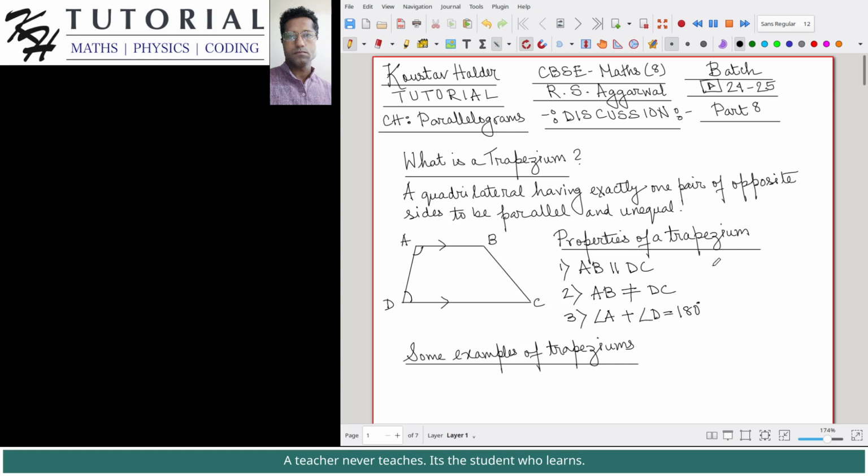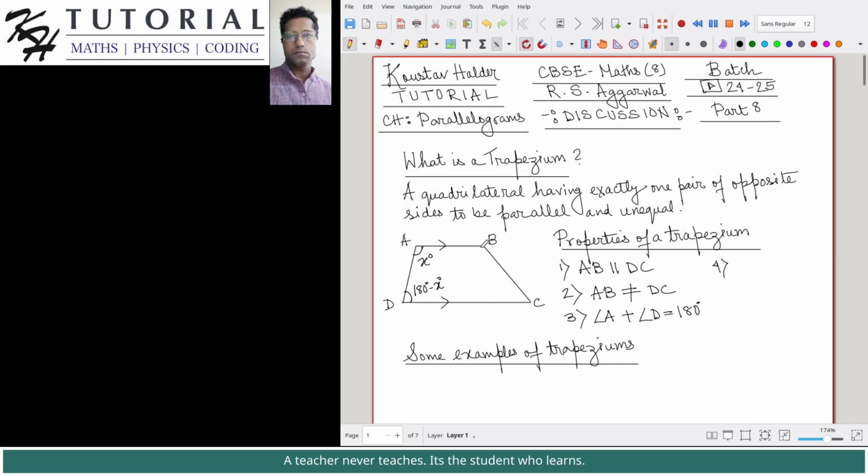Similarly, property 3 and 4 are the same, and we will have the same for the other two angles B and C. If A is x degrees, just for example, then D has to be 180 degrees minus x degrees.